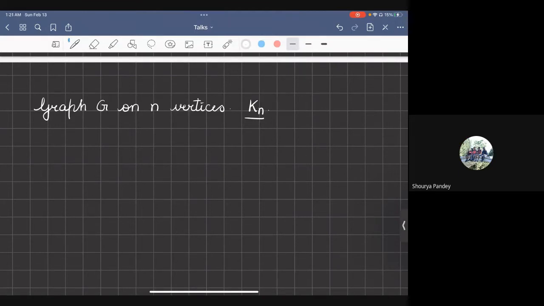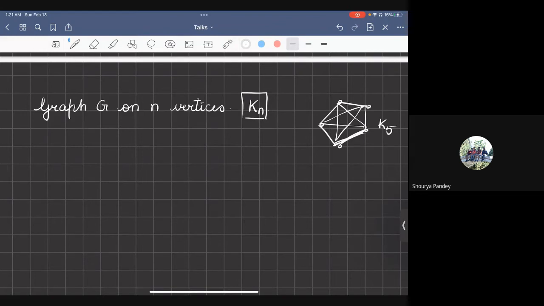Okay, awesome. So yeah, we have a graph on n vertices. In fact, the graph is complete. It's a K_n, which is to say that all pairs of vertices are joined together. So this is a K5, for example. Sorry, this is just a single edge. Yeah, so this is K5.